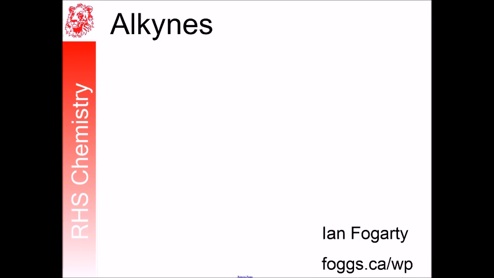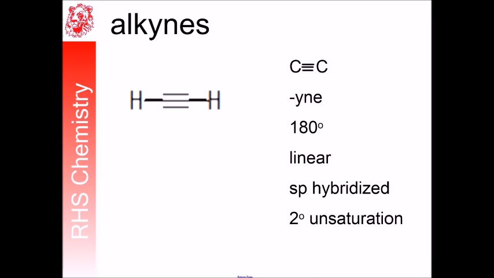I'd like to talk to you today about alkynes. Alkynes are the next kind of hydrocarbon that we're going to look at. It's got a carbon triple bond. It gets the ending -yne. The bond angles are 180 degrees. It's linear, it's sp hybridized, and there's 2 degrees of unsaturation.